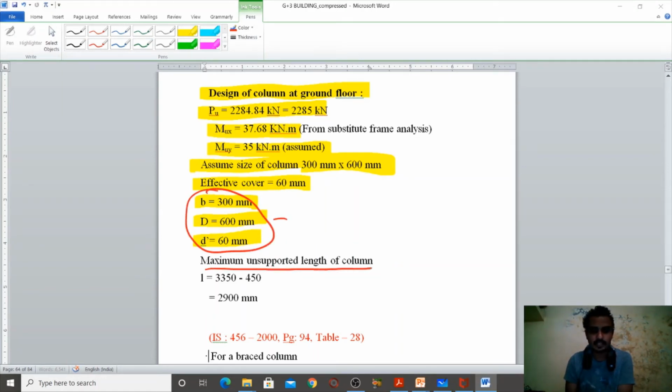Maximum unsupported length of column. So length is 2900 mm, as 3550 is the height of flooring, and 450 is the beam size. So length is 2900 mm.